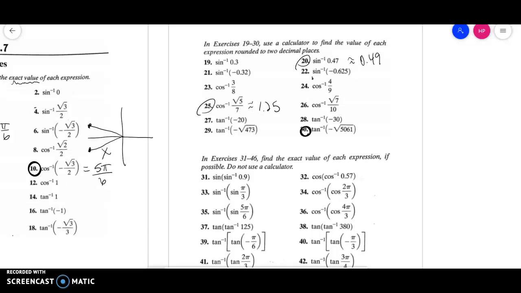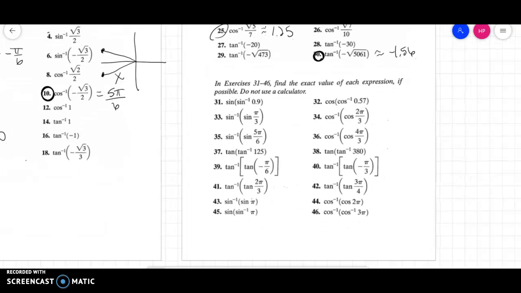And then the tangent for number 30, I have about negative 1.56 for that particular value. So when it's exact, we can use the unit circle. And when it's not, we can just simply use the calculator. So working through a few more here, which was at the beginning of the notes, where we have to find the exact value, but it depends on the direction that we're moving in.